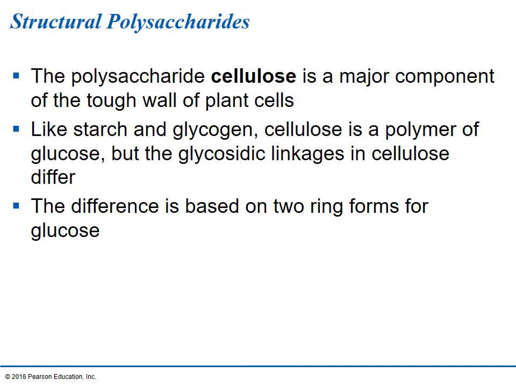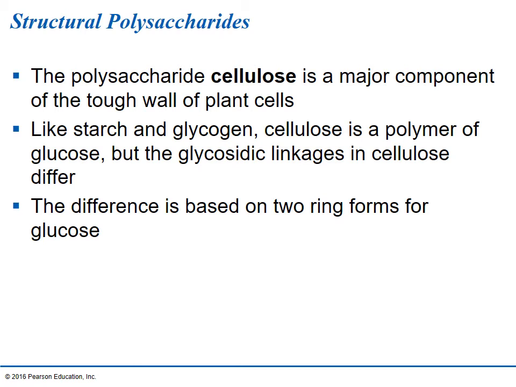All right, so now let's just talk about the structural polysaccharides, so the ones that help to form the plant. So cellulose, remember I said -OSE, sugar, carbohydrates. So cellulose is a major component of the tough wall, so the cell wall of plant cells. And they compare it to starch and glycogen, but the difference is there's no branching, and the difference is attributable to some of the ring formation that happens when you compare these three molecules.